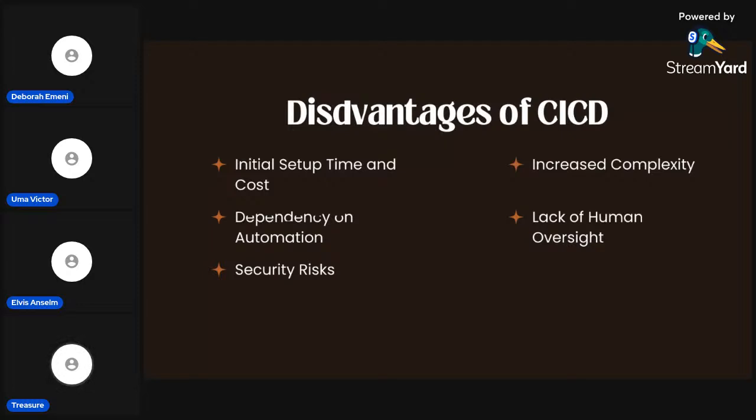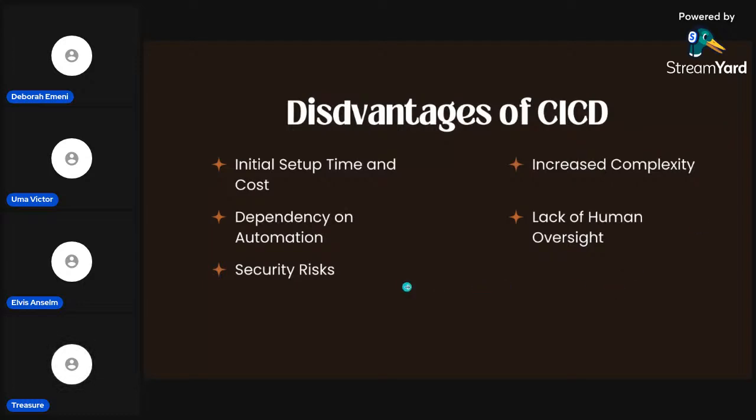Then complexity, yes, it also increases complexity. Most of the time, if you have a simple application you just want to build and push up, or something you just want to build and deploy, following the CI/CD process might take a longer time. It might become more complex in the sense that you now have to pass your application through several stages when you know that you can just deploy it straight away. It's a very simple application.